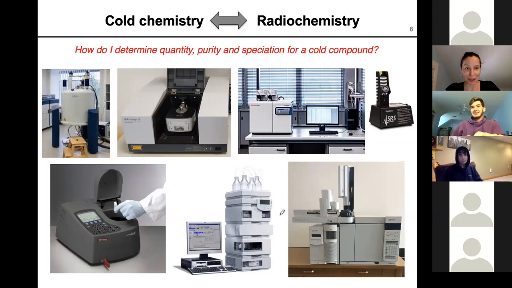UV-Vis is the one on the bottom left, if you recognize that. Similar to HPLC, that may also not be an appropriate technique for us to try to characterize our radiochemical compounds. So the takeaway message here is that we're going to have to get pretty creative when we want to understand how much isotope we have present, what the purity of our sample is, and what the speciation of our sample is. And these are very important aspects when we actually carry out radiochemical reactions.